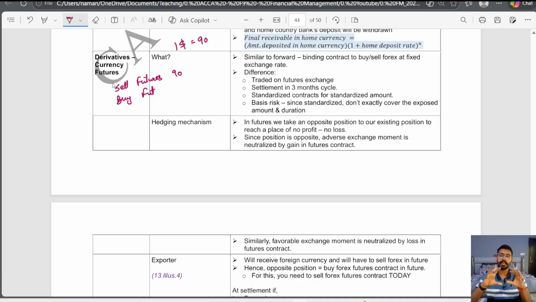Again, back to the point, you are an exporter and the exchange rate goes down. You had sold futures initially at 90.